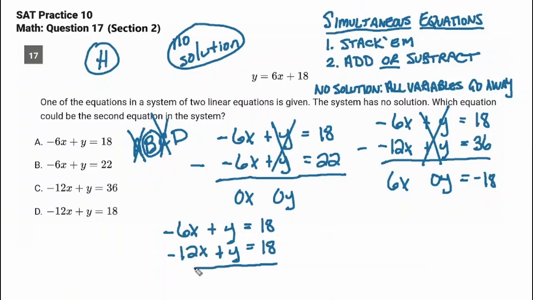Let's look at D. D down here is exactly the same thing. Y minus y, that's 0y. Negative 6x minus 12x, that's negative 6x plus 12x. We already did that. That's 6x equals 18 minus 18, which is 0. Again, I'm going to be able to solve this. X is going to be 0, so I'm going to have a solution. So D is wrong. But you didn't need to do all that stuff. B is the answer, and once you see that it's the answer, you're done.